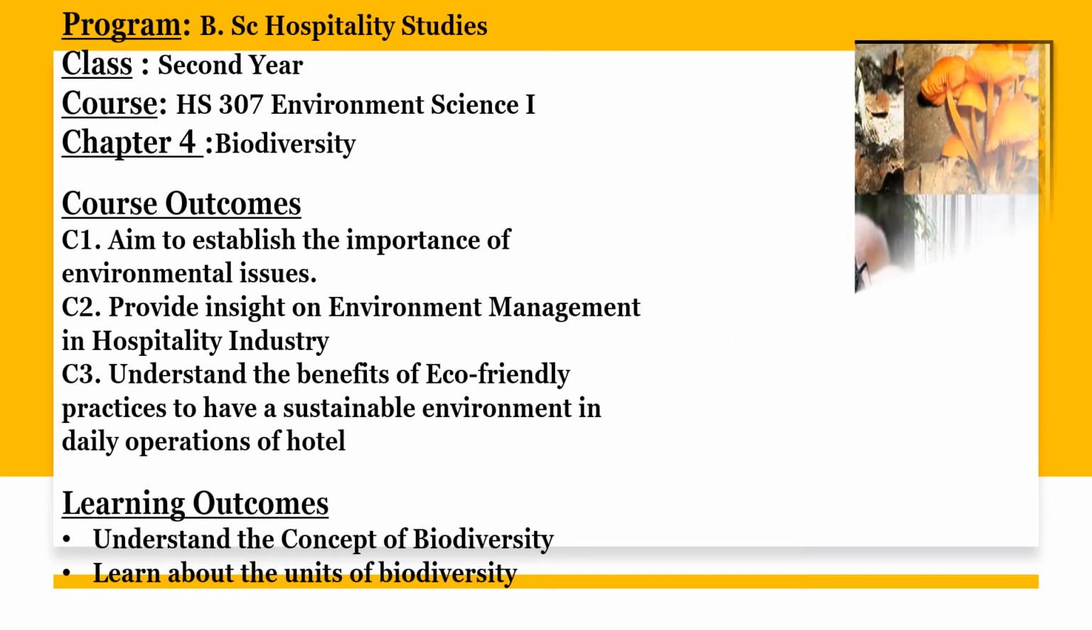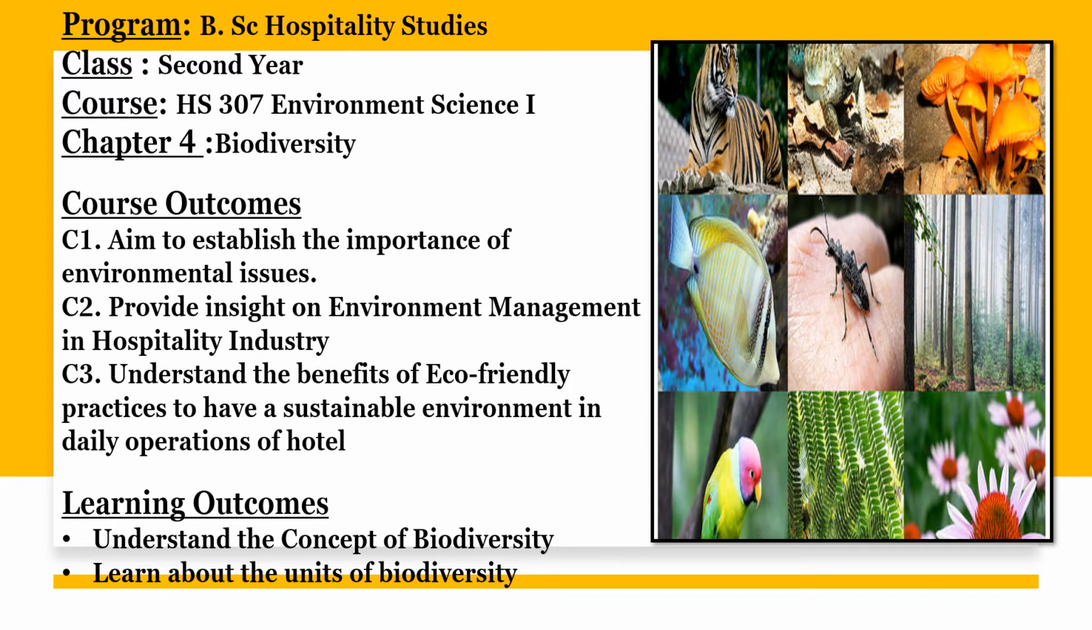This topic is covered under Program BSc Hospitality Studies, Class 2nd Year, Course HS 307, Environment Science 1, Chapter 4, Biodiversity. The course outcomes aim to establish the importance of environmental issues, provide insight on environment management in the hospitality industry, and understand the benefits of eco-friendly practices to have a sustainable environment in the daily operations of a hotel. The learning outcomes for today's session are to understand the concept of biodiversity and learn about the units of biodiversity.